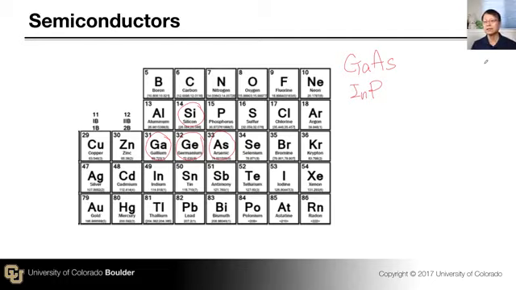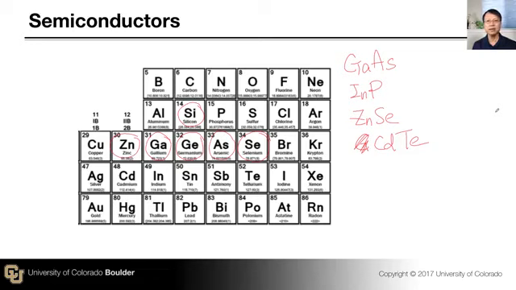And gallium arsenide, indium phosphide, and other related compounds make up a very large portion of the semiconductors used in optoelectronic devices. You could also have a compound between a group 2 element and a group 6 element, and for example, zinc selenide is an example of a 2,6 compound. Zinc is here and selenium is here. Another example will be cadmium telluride, and that's another example of a 2,6 compound semiconductor. So those are the chemical compositions of semiconductors.